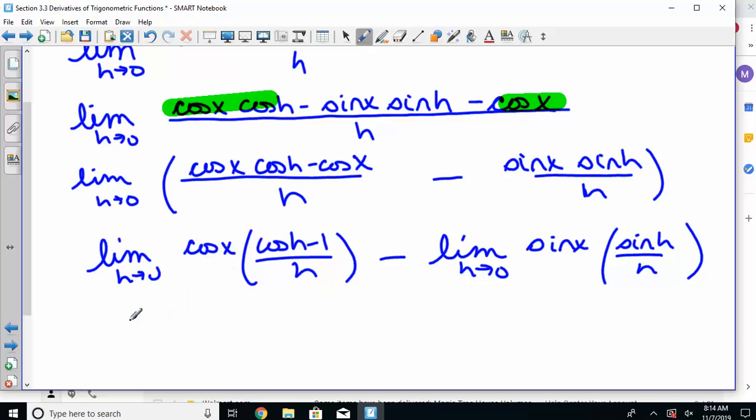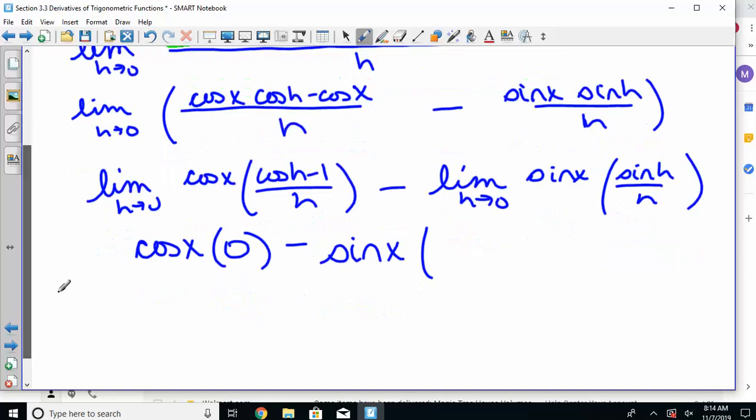Okay, so cosine x, it doesn't have an h in it, so it stays the same. What is the limit as h approaches 0 of cosine h minus 1 over h? Minus sine x, it doesn't have an h, so it stays the same. Limit as h approaches 0, sine h over h. And we get negative sine x.